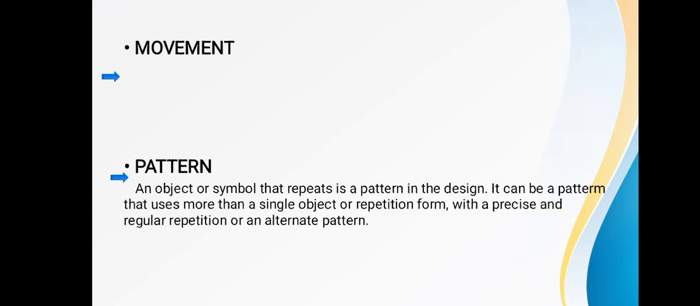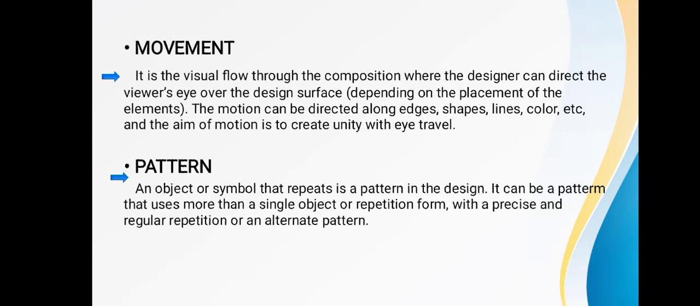And the third is movement. Movement is the visual flow through the composition where the designer can direct the viewer's eye over the design surface. The motion can be directed along edges, shapes, lines, color, etc. And the aim of motion is to create unity with eye travel. It's an act of changing physical location or position, or of having this change.